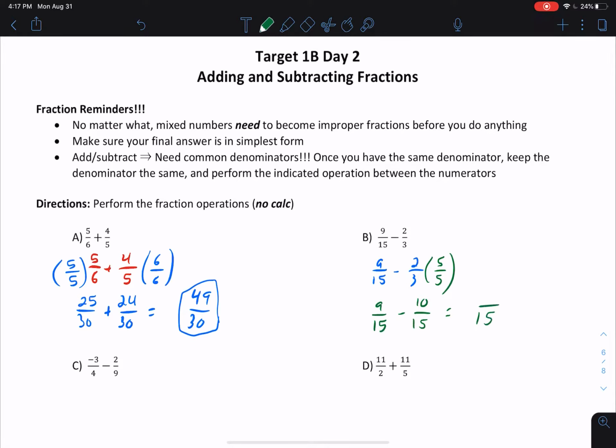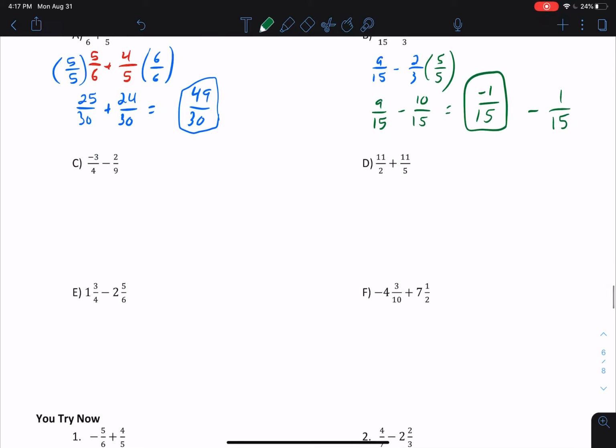Denominator stays the same. Up top, I just take 9 minus 10. That's going to give me negative 1/15. Or you could see it with a negative out in front. Either one, they're saying the same thing. Okay? Next up in C, I'm going to rewrite this so that the negative's in front.